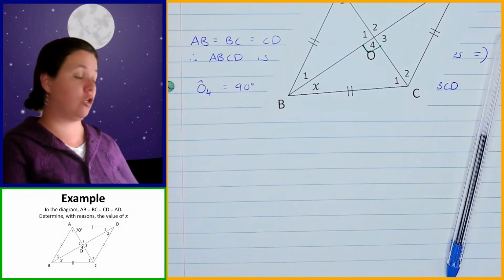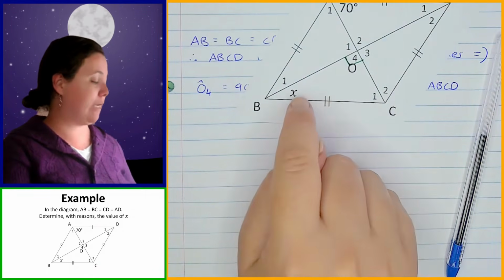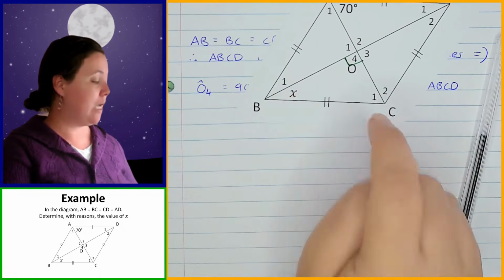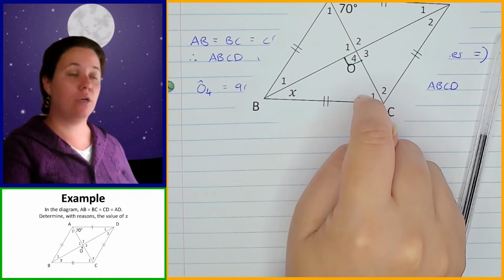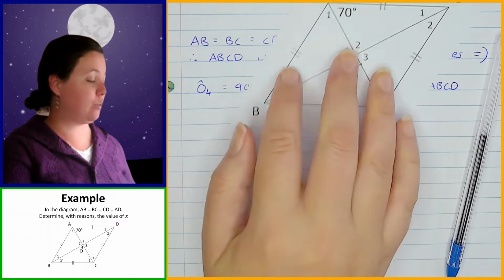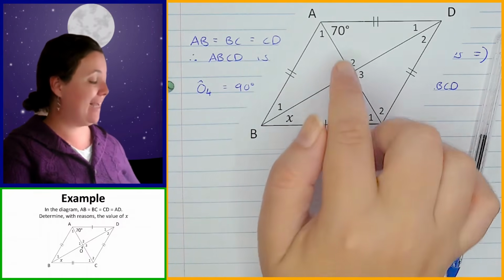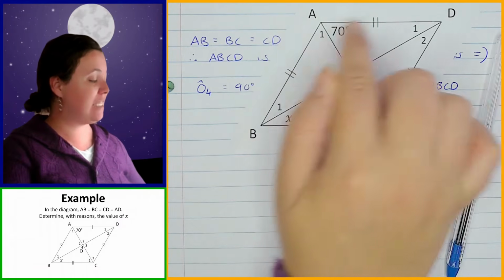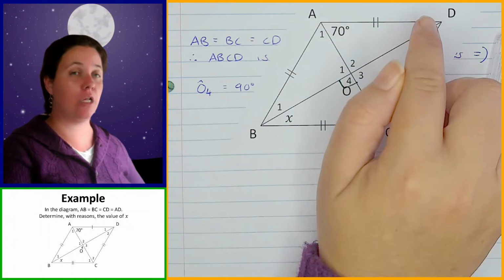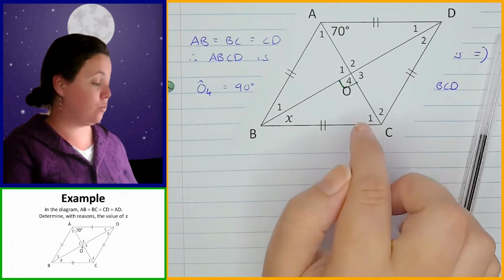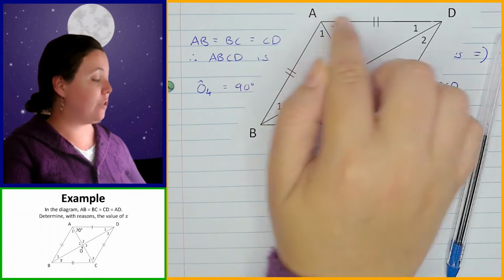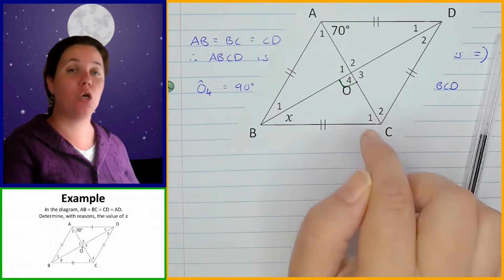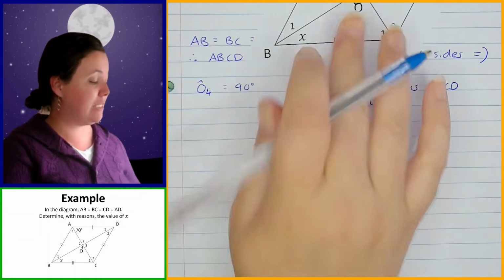Right, so I've got one of the angles in the triangle that contains x. Now I need this other angle to help me to work out x as well. So like I said, we can prove that this angle is 70 degrees, but first I have to say that these sides are parallel, because otherwise I can't prove that this is 70 degrees. So these two sides are parallel because this is a rhombus. Again, it's one of the properties of a rhombus.